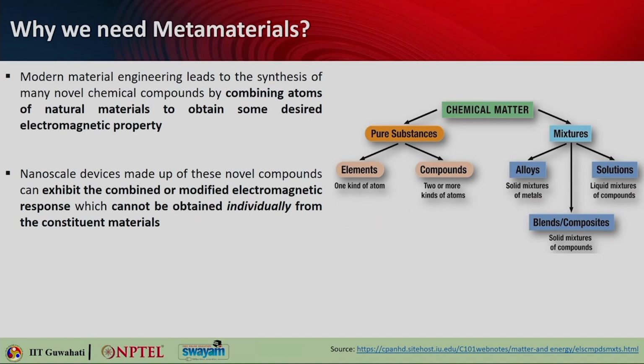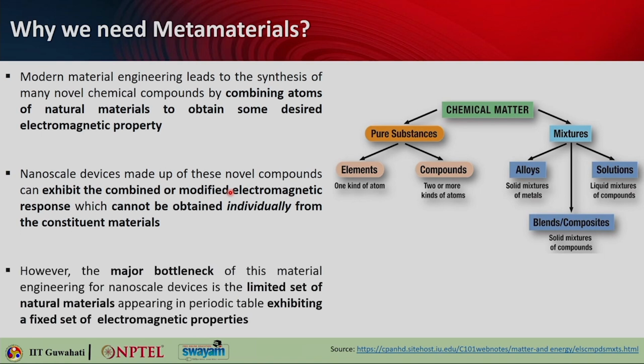So nanoscale devices made up of these novel compounds exhibit combined or modified electromagnetic response, which cannot be obtained individually from the constituent material. So these mixtures give rise to some averaged or combined or modified properties. Now, the major bottleneck in this kind of material engineering is that you have a very limited set of natural materials that you can use for some application. So the number of trials and combinations that you can try also becomes very limited.